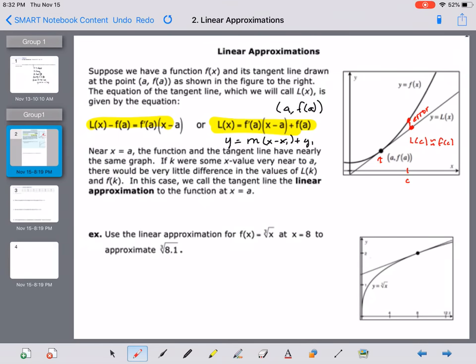Okay, so let's kind of look at an example. It says use the linear approximation for f of x equal to the third root of x at x equals 8 to approximate the third root of 8.1. Okay, so this is a value we can calculate.